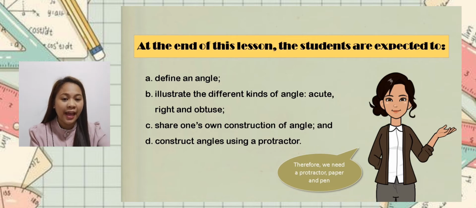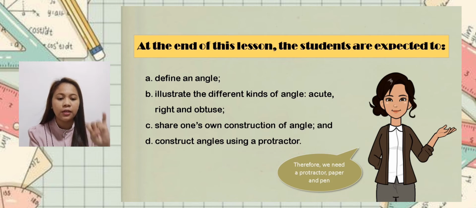At the end of this lesson, the students are expected to define an angle, illustrate the different kinds of angles. We have acute, right, and obtuse. Share one's construction of angle and construct angles using a protractor. Therefore, we need a protractor, paper, and pen for today.